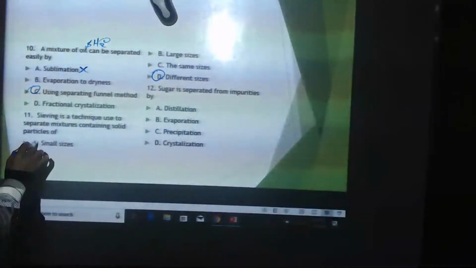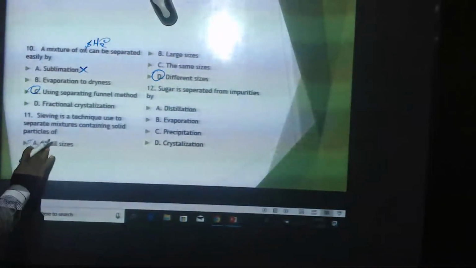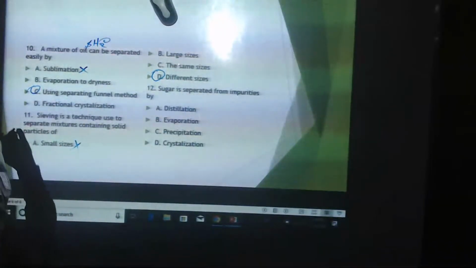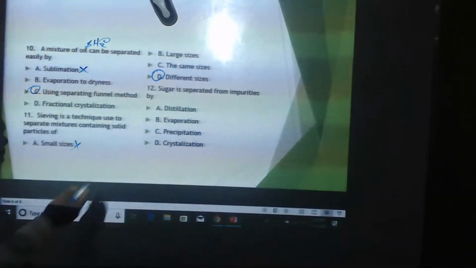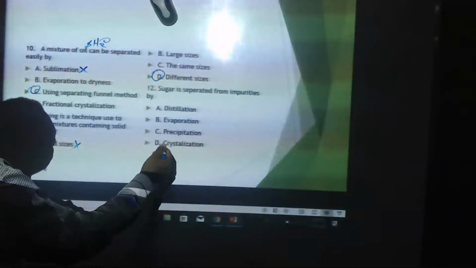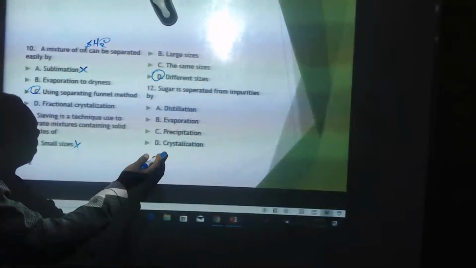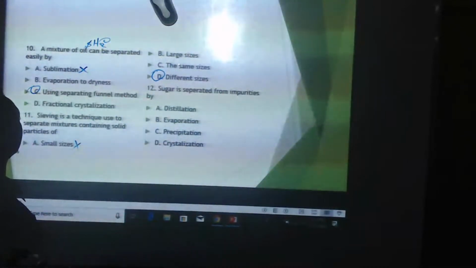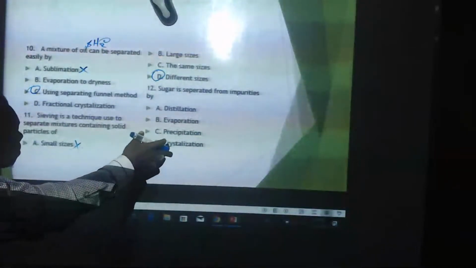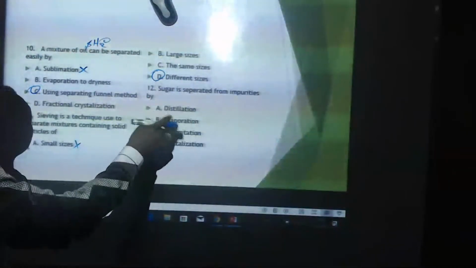So don't rush and then go here and then say small sizes. That's very, very wrong. Now they say sugar is separated from impurities by A distillation, B evaporation, C precipitation, D crystallization. Remember I explained crystallization. I say crystallization is mainly used in drug industries, and not just drug industries, also the sugar industry. So it is used to separate sugar from impurities.